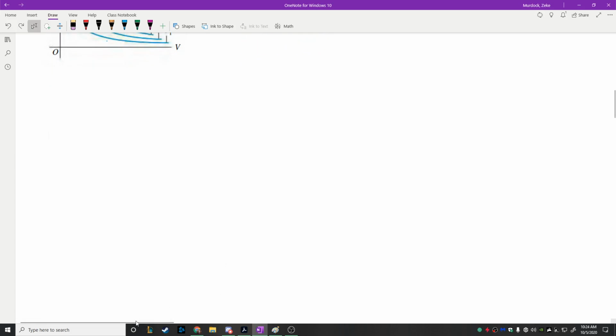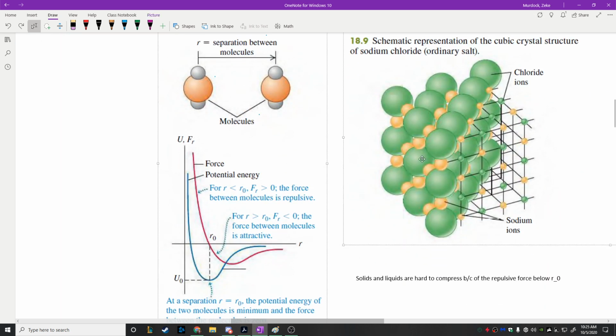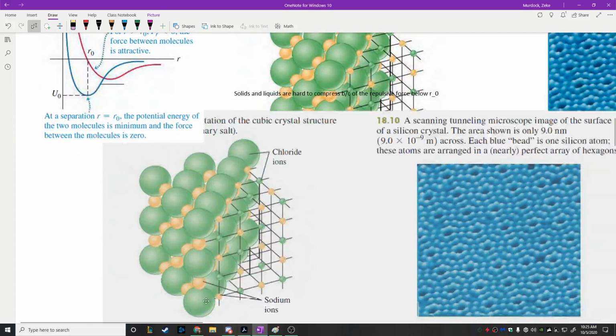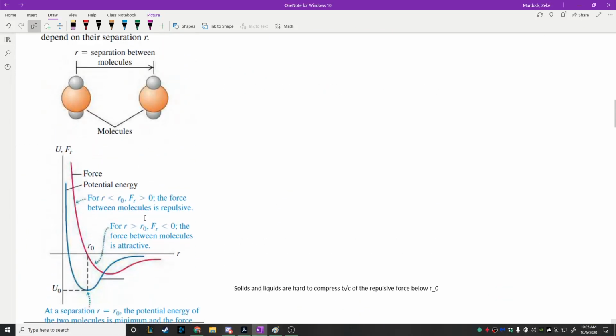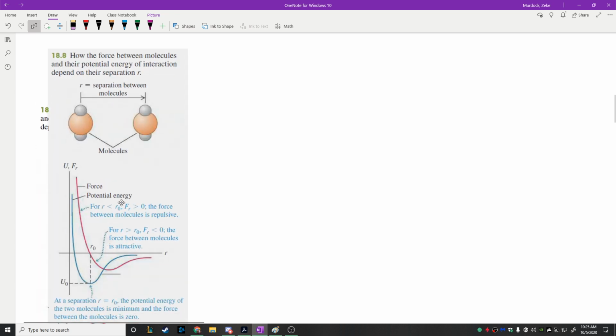Oh, whoops. I thought I copied this. Cut. Okay. Let's pull this down a little bit. So between two molecules, make this a little bit smaller.